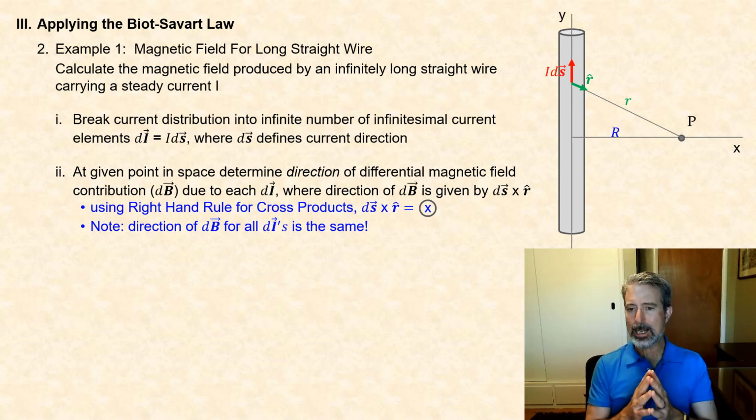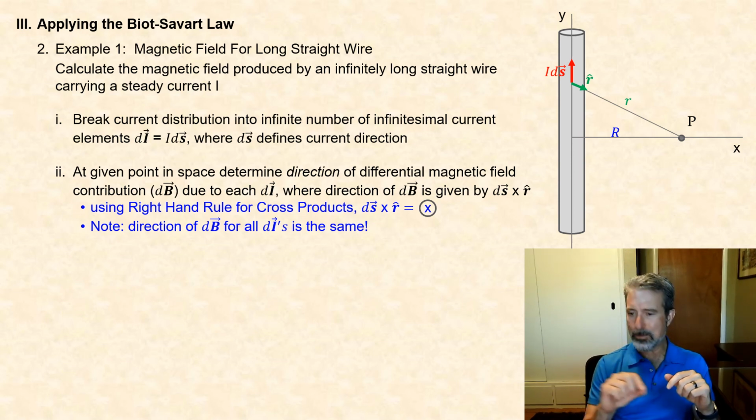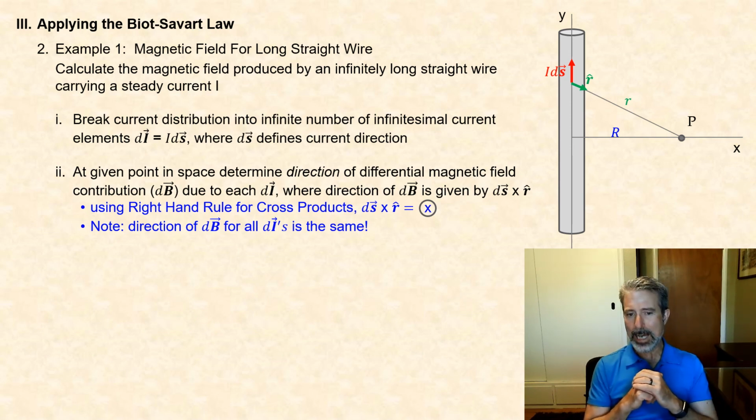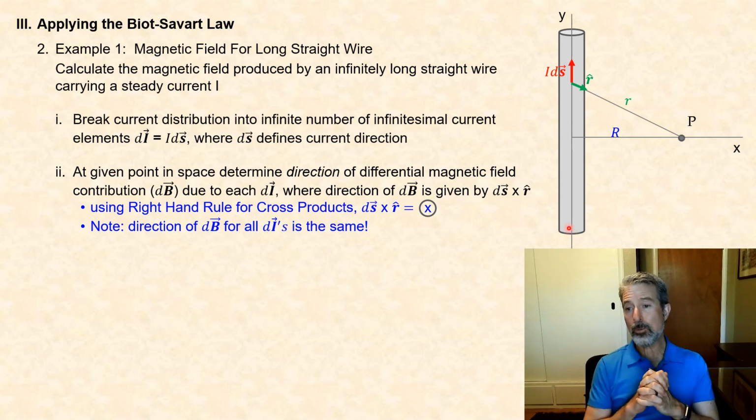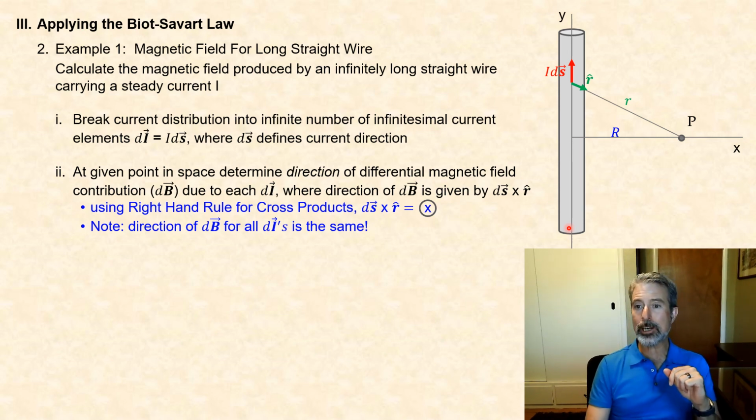But you notice something kind of nice here, is that the direction of every dB, due to each of the current elements dl, will be exactly the same. So imagine here, I'm showing you one particular current element here, but any current element you could look at along the wire, the direction of dB will be the same. And that makes the calculation here rather easy.